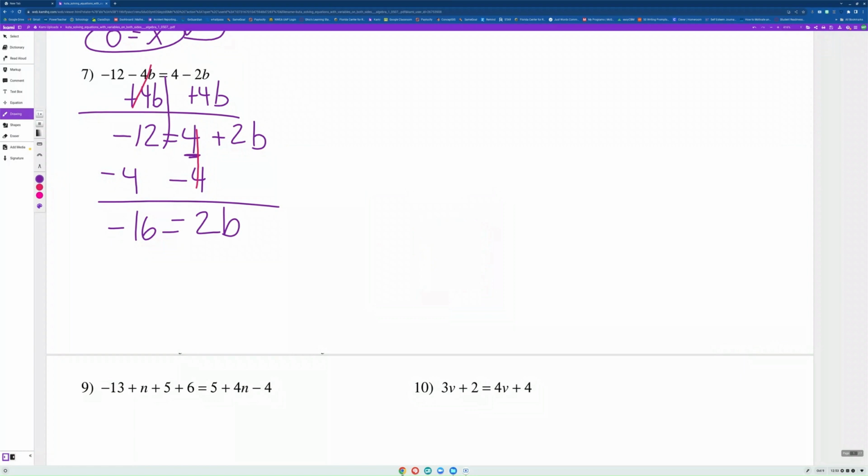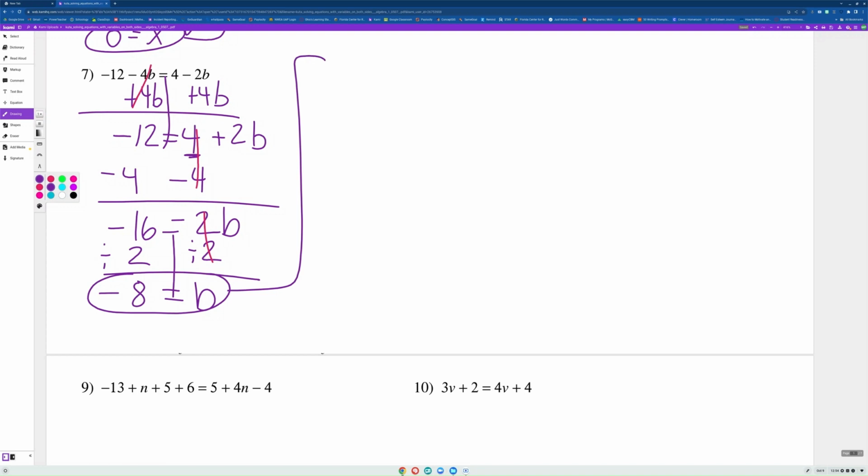So now I have negative 16 is equal to 2b. I just have to get this b by itself. To do that, I'm going to do the opposite operation. So because we're multiplying, I'm going to divide. That's going to cancel those out for me. And I'm going to get b is equal to -8, or -8 is equal to b. So if I'm correct, I should be able to plug in my answer, and both sides of the equation are going to be equal to each other.